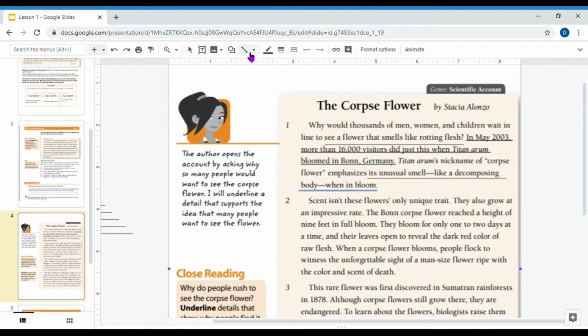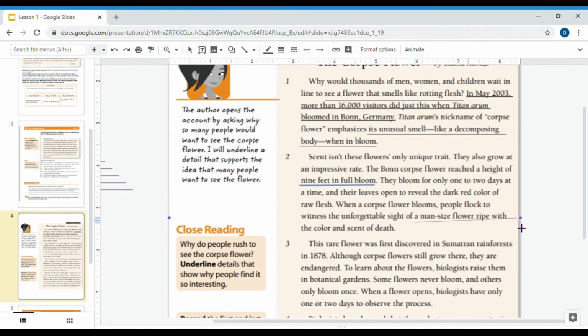We'll see. And then I think that it's pretty interesting that it can reach 9 feet. It can be 9 feet in full bloom. That's like a giant flower. Man-sized flower ripe with the color and the scent of death. These are all really good details that are going to help convey. These are probably going to be our supporting details for our central idea.